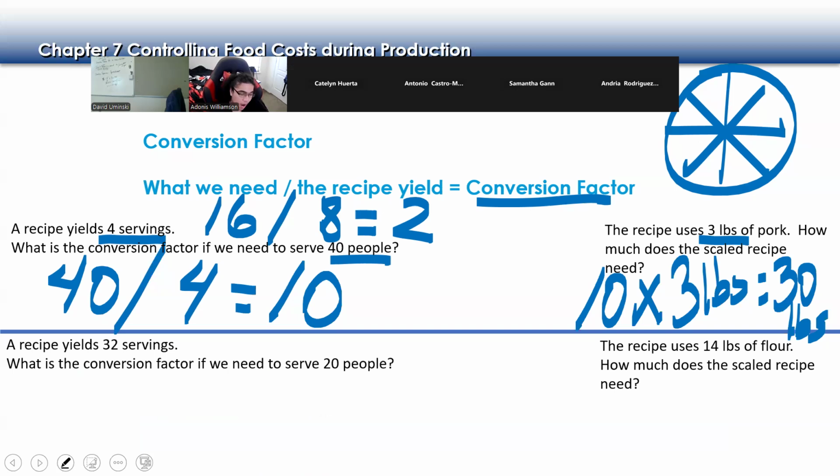Okay, how about we do the next one on your own? The recipe makes 32 servings, and we need to serve 20 people. What is our conversion factor? And then how much flour does the recipe need for the scaled recipe?